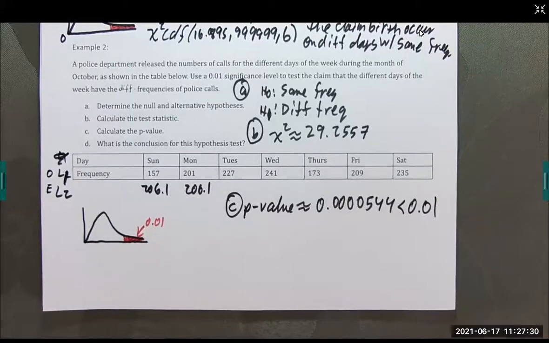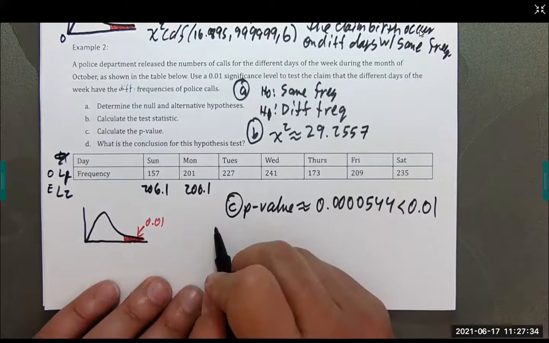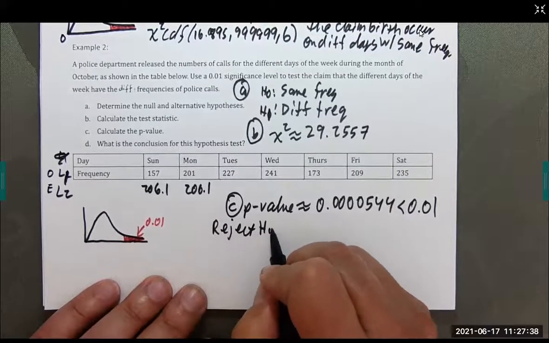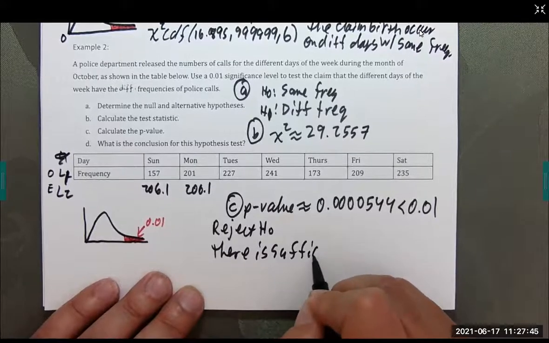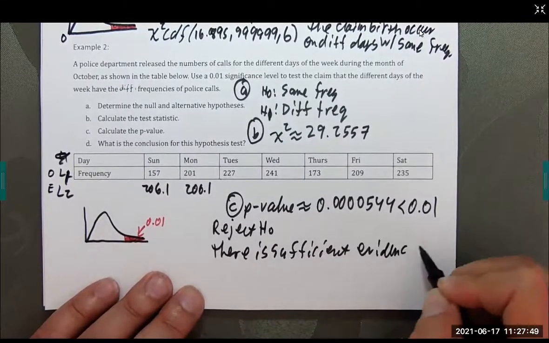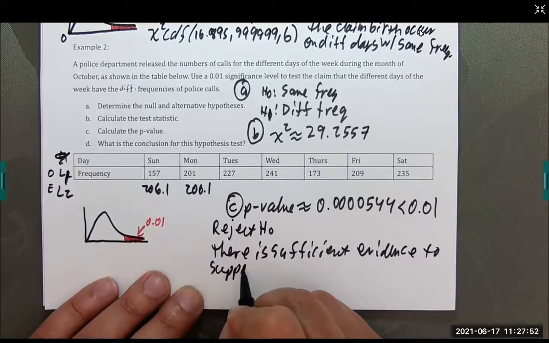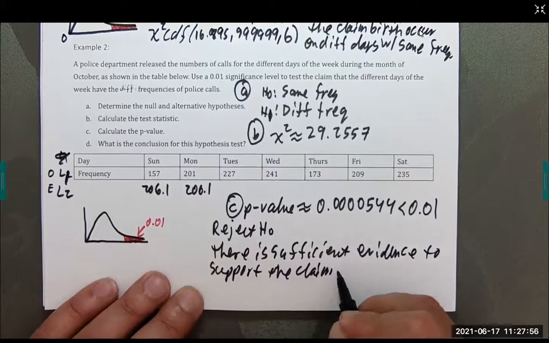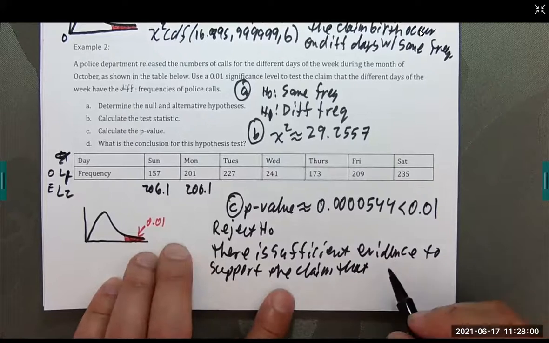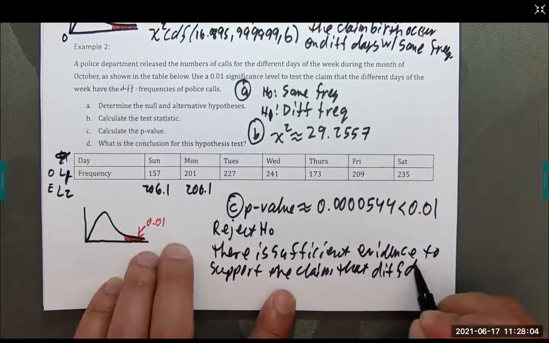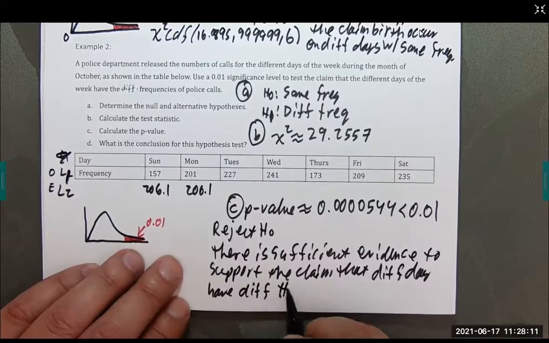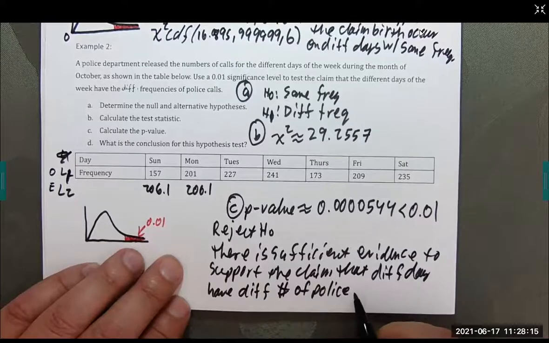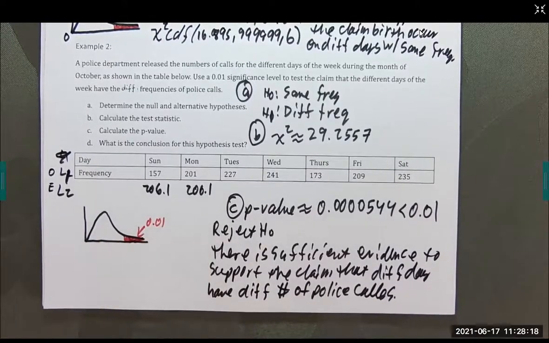Once again, we are going to reject the null hypothesis. So there is sufficient evidence to support a claim that different days have different number of police calls. There you have it. All right, so here are the conclusions.